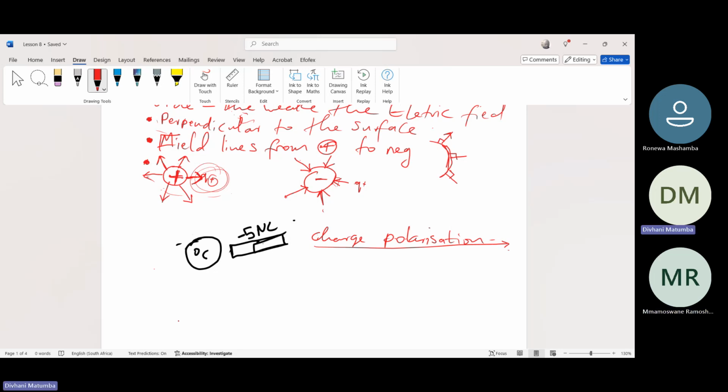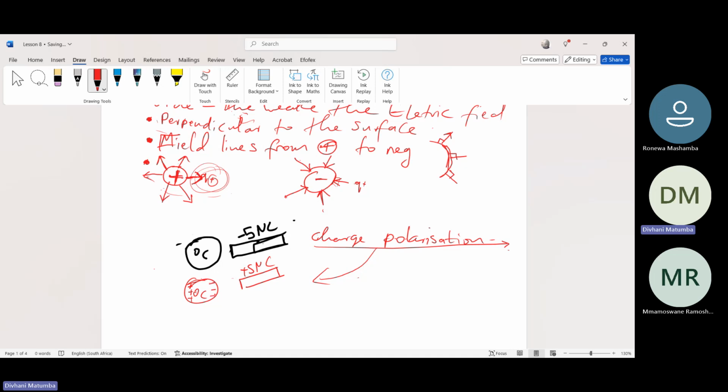Do you now agree that there will be attraction? Yes. Okay, so if I bring an object which has +5 microcoulombs, will they be attracted to one another? Yes, sir. Through the phenomenon called charge polarization, because the positive charges will be repelled and they will come to this side. You agree? Yes.